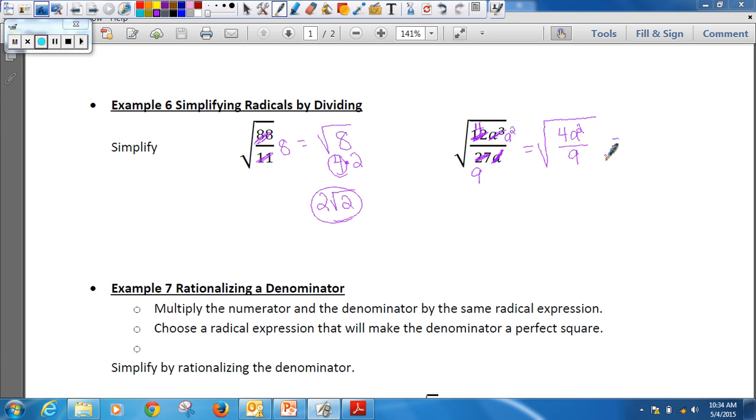And now, since it can't be simplified any further, I take the square root of the numerator and the denominator. The square root of 4a squared would simply be 2a. The square root of 9 is 3. It won't simplify any further, so that would be your final answer.